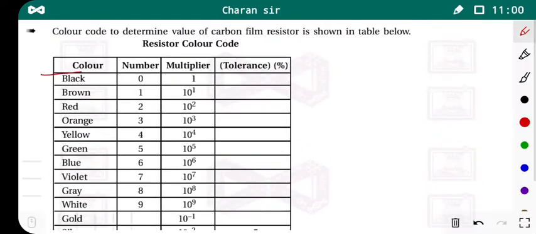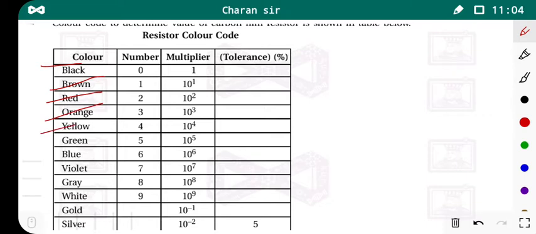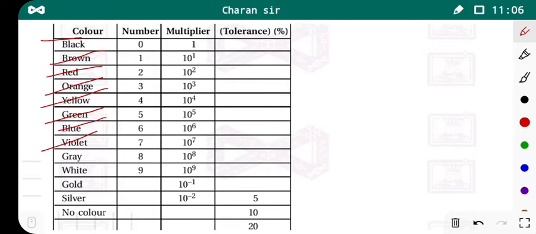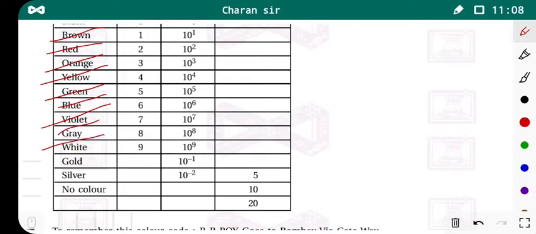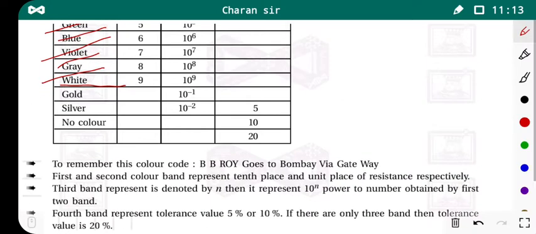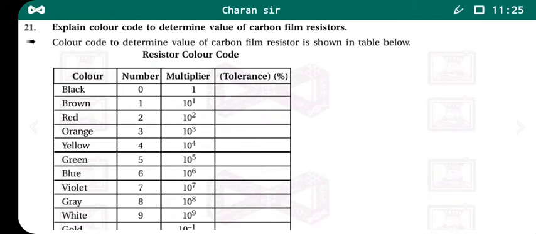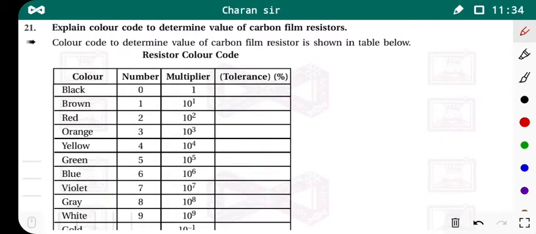Black, brown, red, orange, yellow, green, blue, violet, gray, and white. Up to this you can use that sentence, BB Roy goes to Bombay via Gateway. But only the capital letters give the color name. Now you can assign the numbers 0, 1, 2, 3, 4, 5 up to 9. Then you have multipliers.